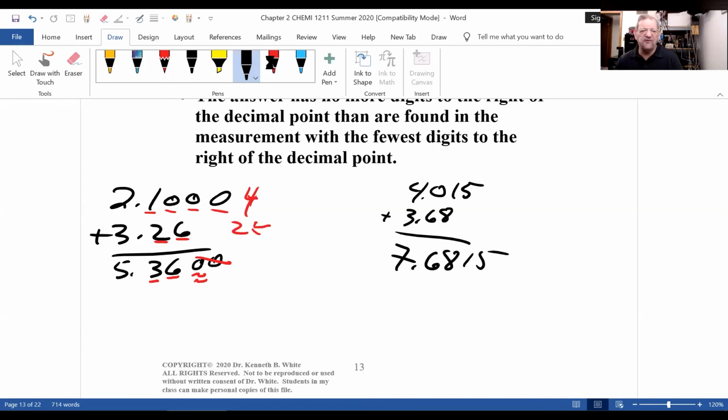7.6815. Now, here's the thing you have to remember. When you're rounding off addition, you only consider the numbers past the decimal point. You don't ever touch the ones to the left of the decimal point, and you don't use those in considering your final answer. Only past the decimal point. This has 3 past the decimal, this has 2. So I'm going to keep this one and this one, and I'm going to use this to round off. That's, Professor, yes, it's 7.6915 or 7.695.